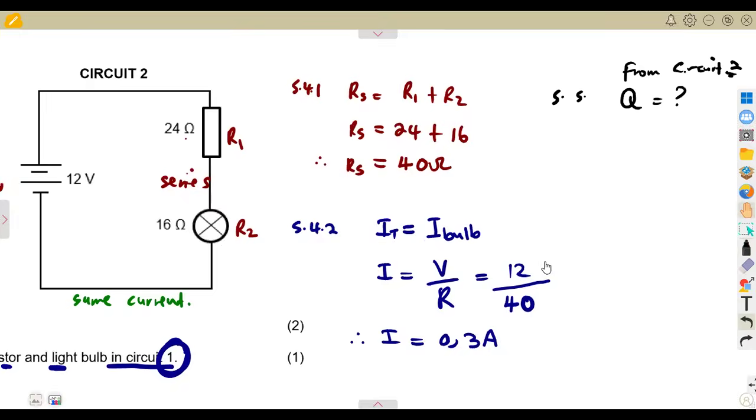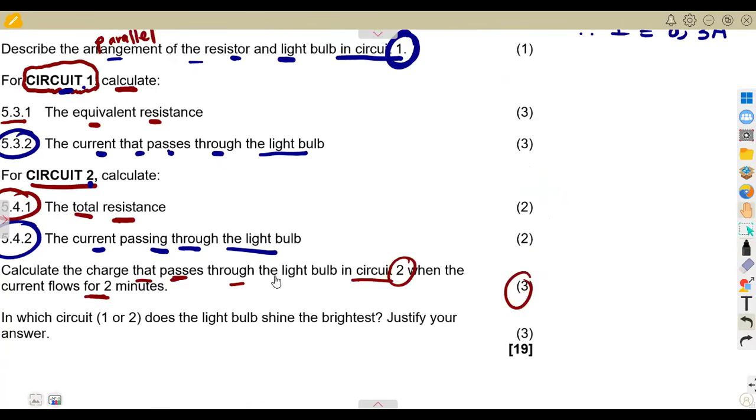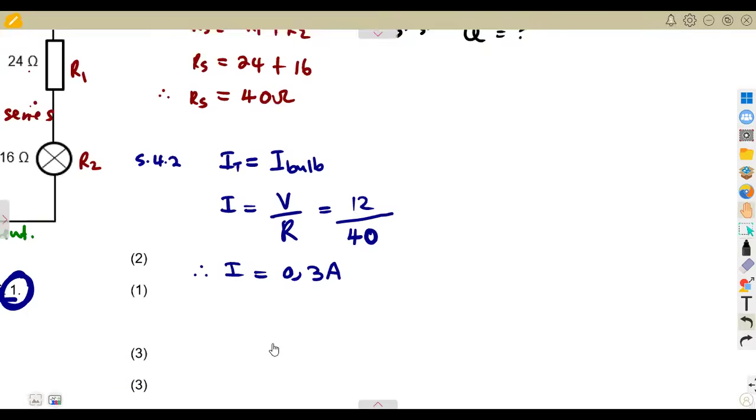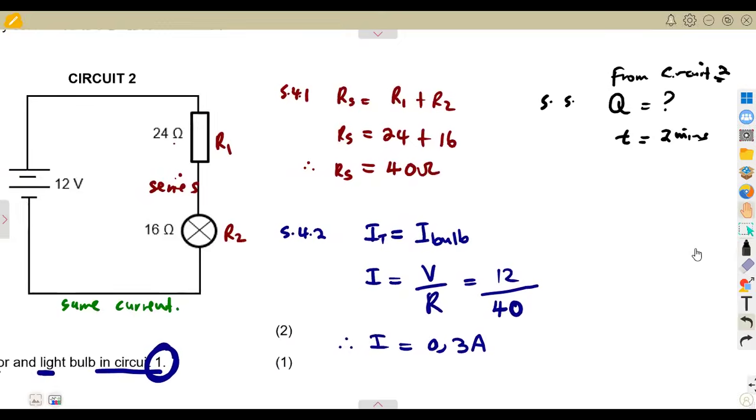So they are saying the charge that passes through the light bulb, and it flows for 2 minutes. We are given the time. The time frame is 2 minutes, so we are given the time in minutes. Remember, whenever you're calculating charge, the time is supposed to be in seconds. We're going to talk about that. So they want you to calculate the charge across the light bulb.